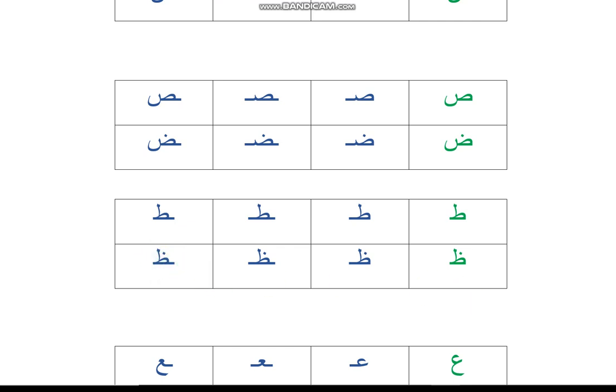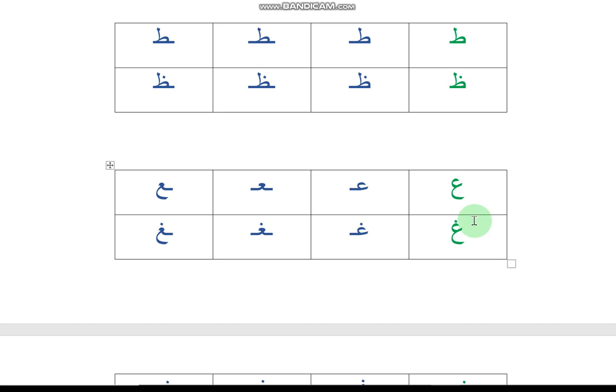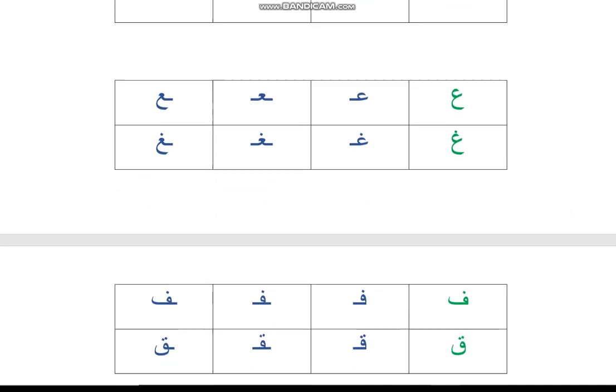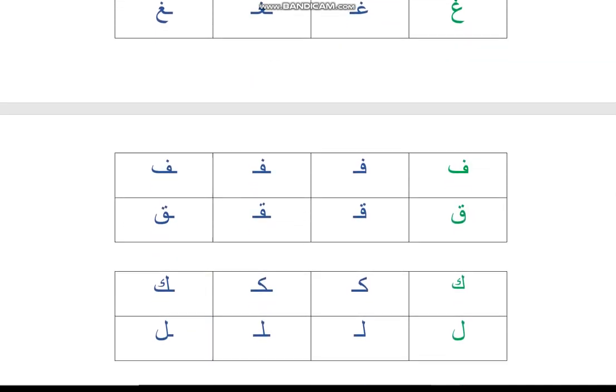Let's go to Ein and Goin. This is Ein in isolation, while this is Goin in isolation. This is Ein, look at it, this is Ein, and this is Goin. Ein at the beginning of the word, Goin at the beginning of the word. Ein at the middle of the word, Goin at the middle of the word. Ein at the final stage, at the last stage of the word, and Goin at the last stage of the word.